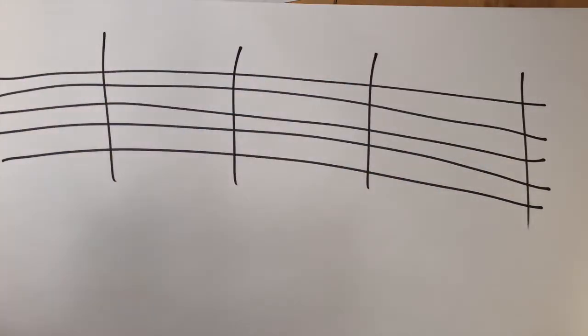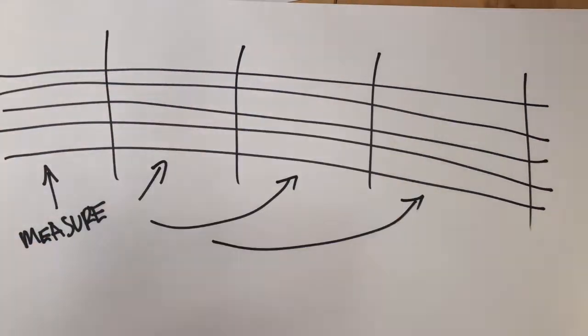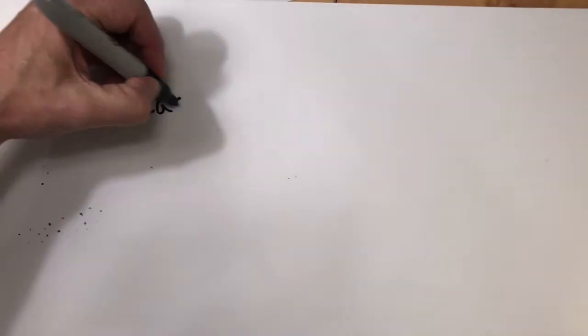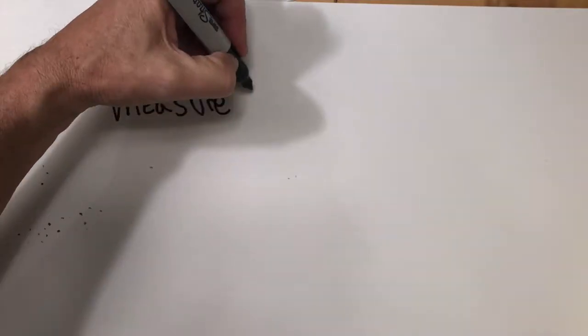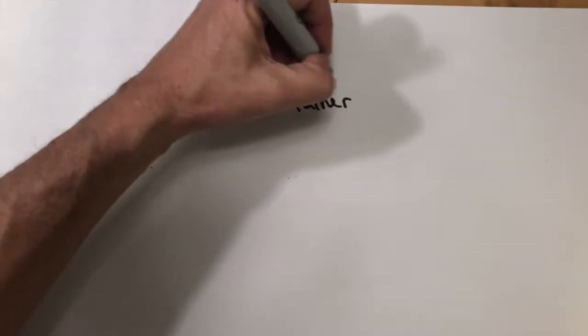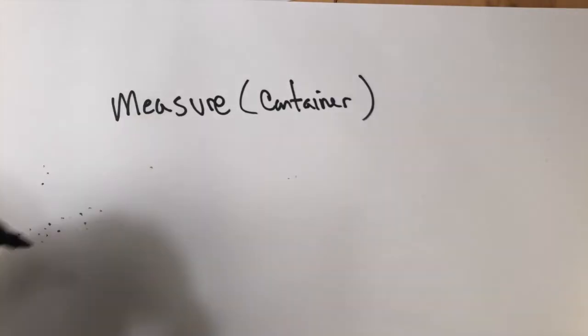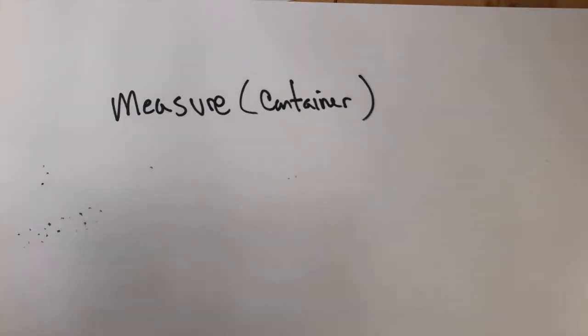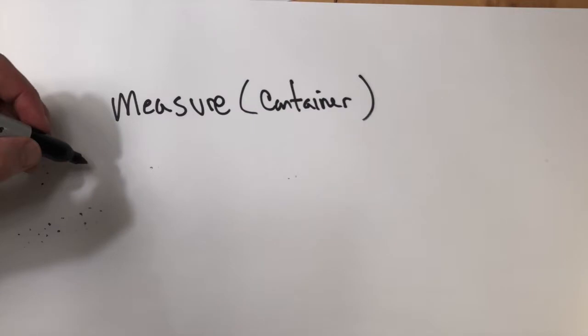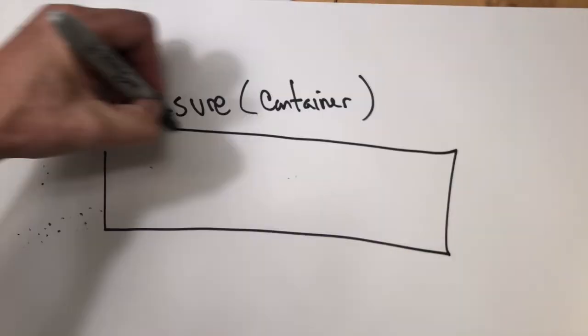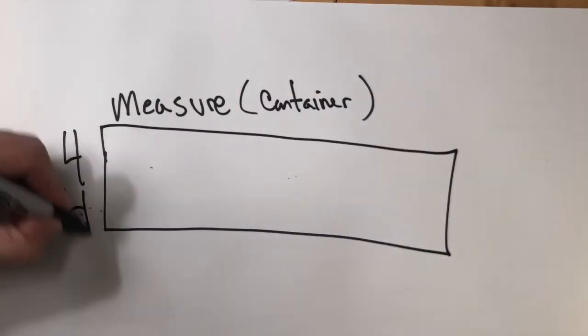The staff is split up into pieces called measures. We're going to think of these measures as containers that we're going to fill up with pieces of sound and silence. The size of the measure or container is dictated by the pulse of the music and is designated by 2 numbers on top of each other called a time signature.